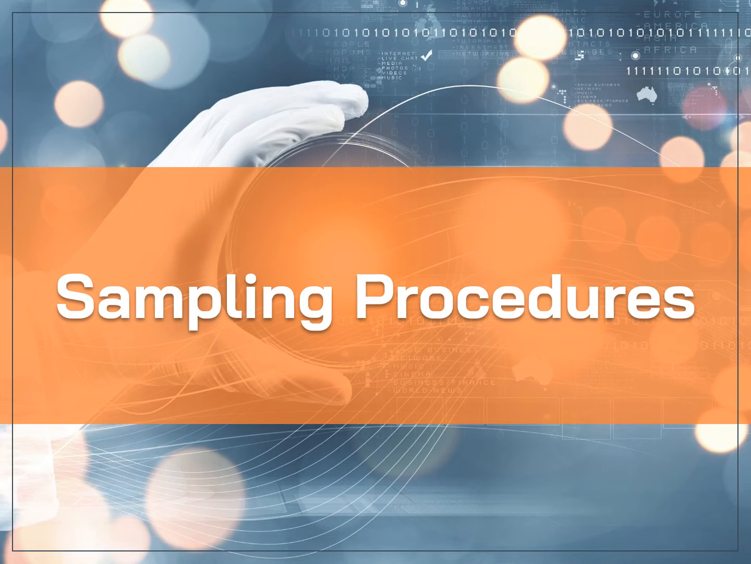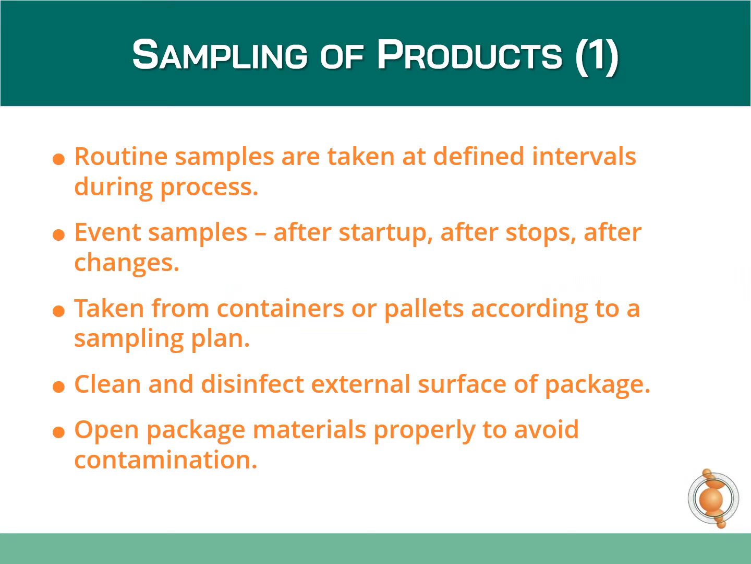Let's discuss the different types of sampling procedures in some detail. Sampling of products should follow the company's sampling plan. Routine samples can be taken at defined intervals during the process, for example, at the beginning, middle, and end of a lot, or every 2 hours of production run. Samples can also be taken at an event, such as after startup, after stops, or after changing something.